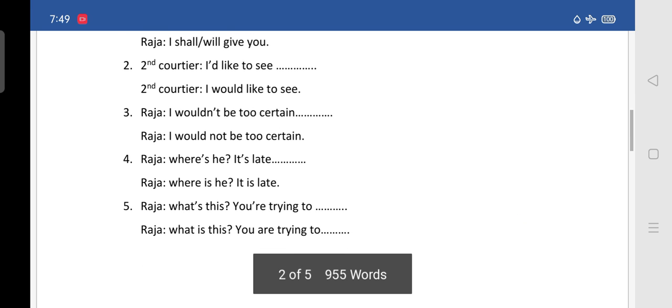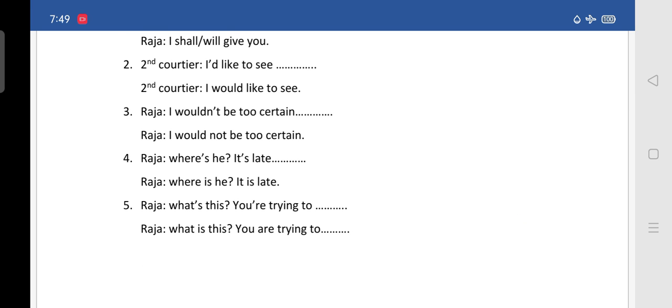So see the fifth, Raja, what's this you're trying to do? Short forms are what's and you're. Whereas if you write in the full form, what is this you are trying to do? And I think you have understood the difference between a short form and a full form.